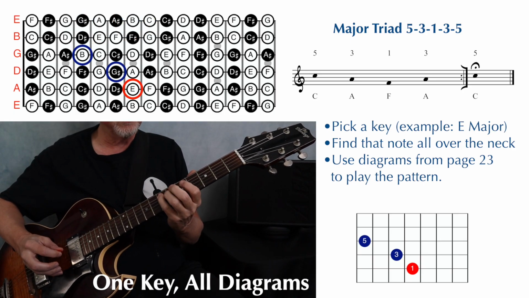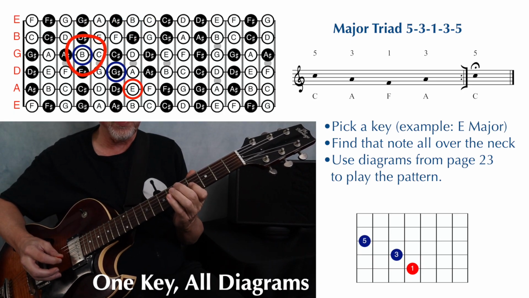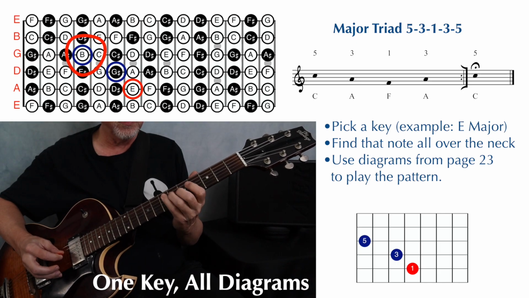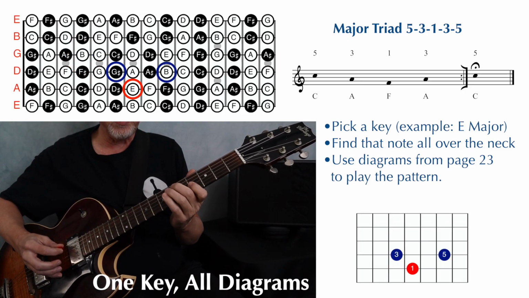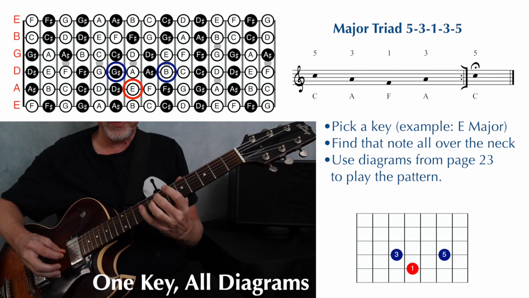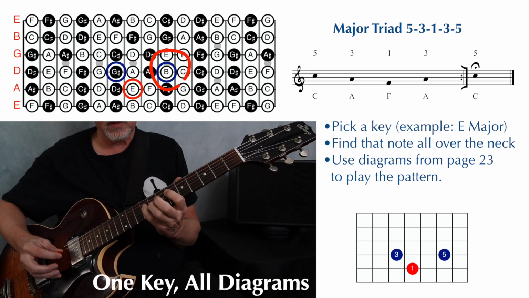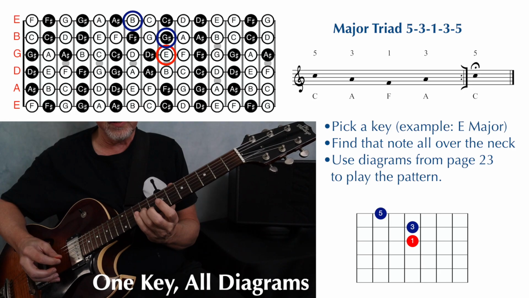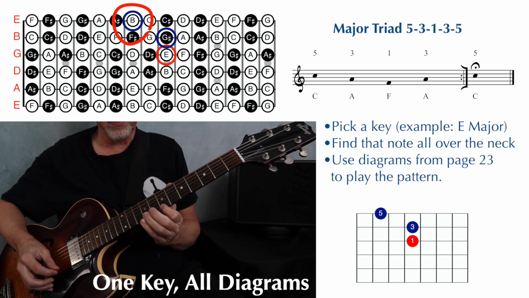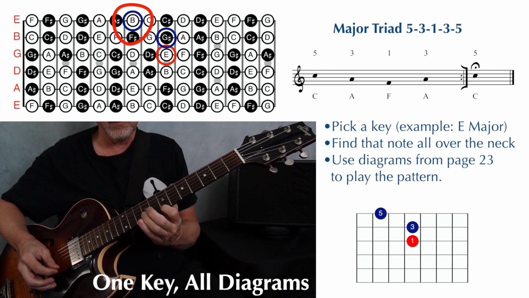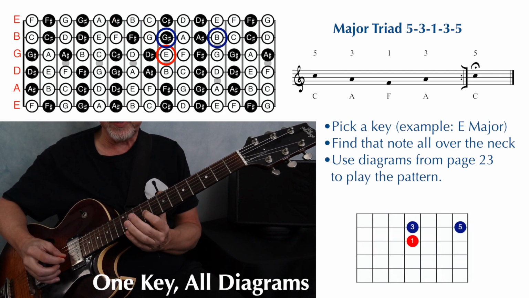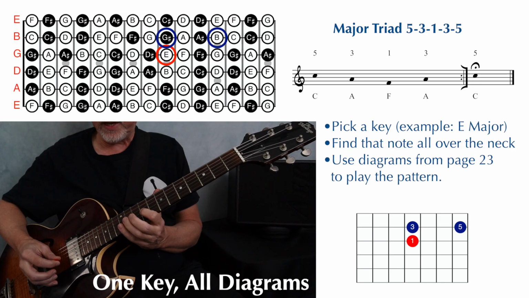Another E. Here's the 5th. Same E, but different diagram, different fingering. So now here's our fifth relative to that. Now here's another E, and here's the fifth. Same E, different diagram, different fingering. So now here's the fifth.